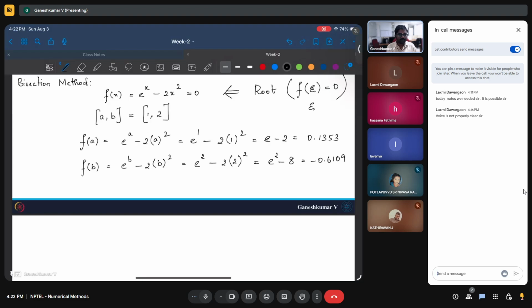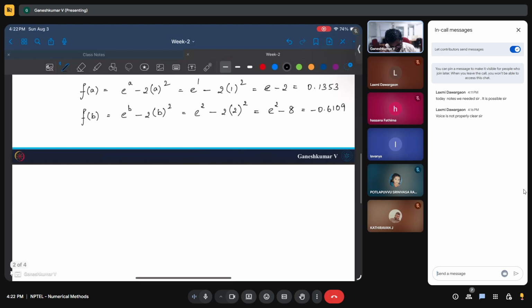So now the function evaluated at point A is positive and the function evaluated at point B is negative, which means the function has moved from positive to negative, which means that it has crossed the x-axis. So what does it mean? It means between A and B you have a root. In a more general way, you can say f of A times f of B is less than 0, which means the root lies between A and B, right?